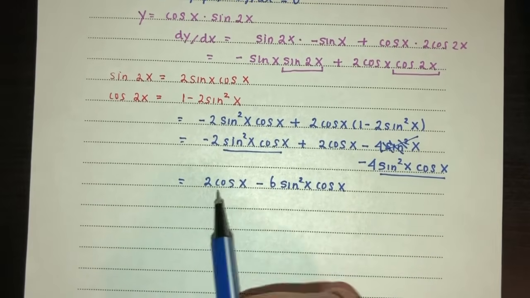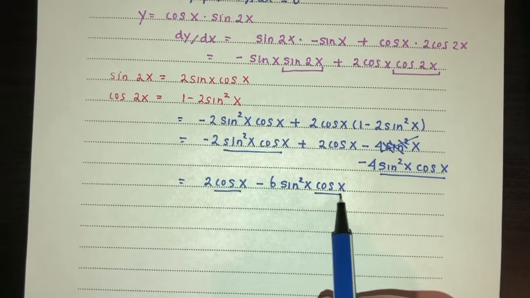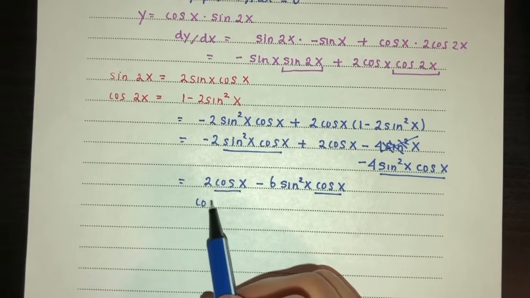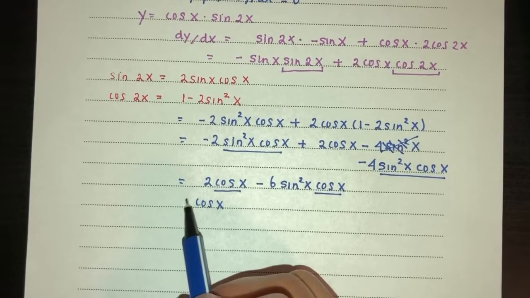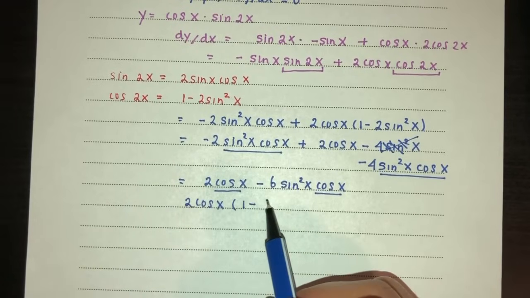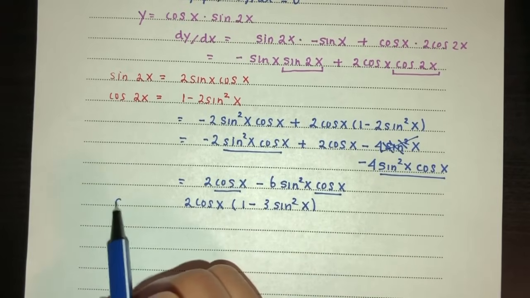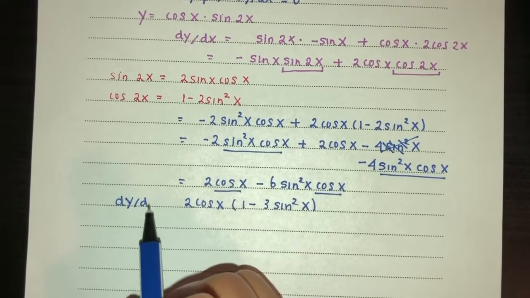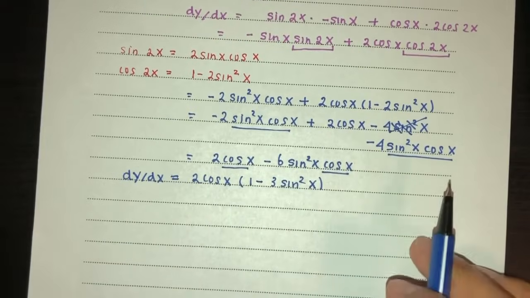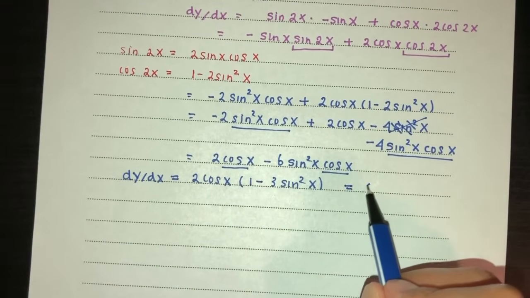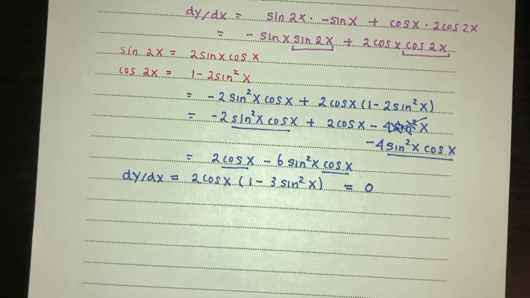So now you observe we have cos x in both terms, so we can take it out. You will have this. Let's take 2 out as well. You have 1 minus 3 sine square x. And this will be your dy by dx. So now we have to equate this to 0 because we want to find the stationary value.